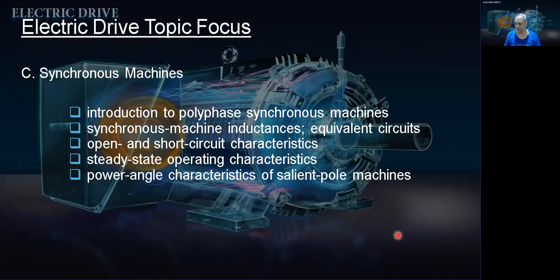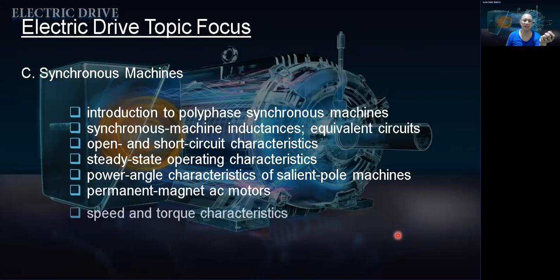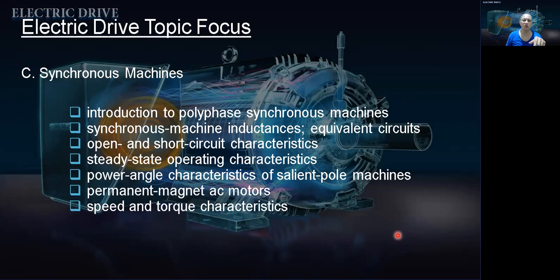Machines in synchronous, they can have salient pole and non-salient. We'll talk about that. What is the purpose of salient pole? Salient pole is when you have the projecting, again, I forgot the word. Anyway, the projecting slot, like that. I cannot find the word, but we'll talk about it more in class. Permanent magnet AC motor also we'll discuss. And then of course, for each of these motors we will talk about the speed and torque characteristic, how they are behaving.